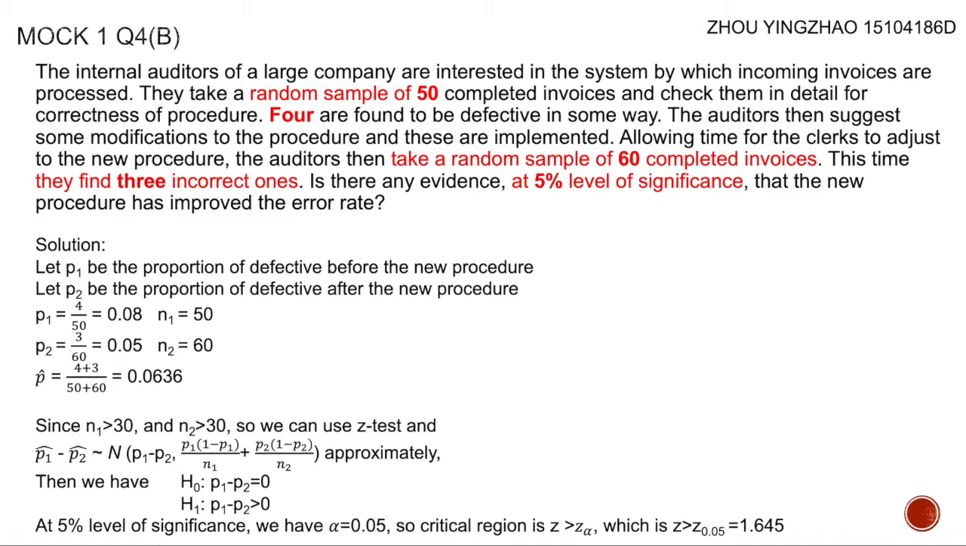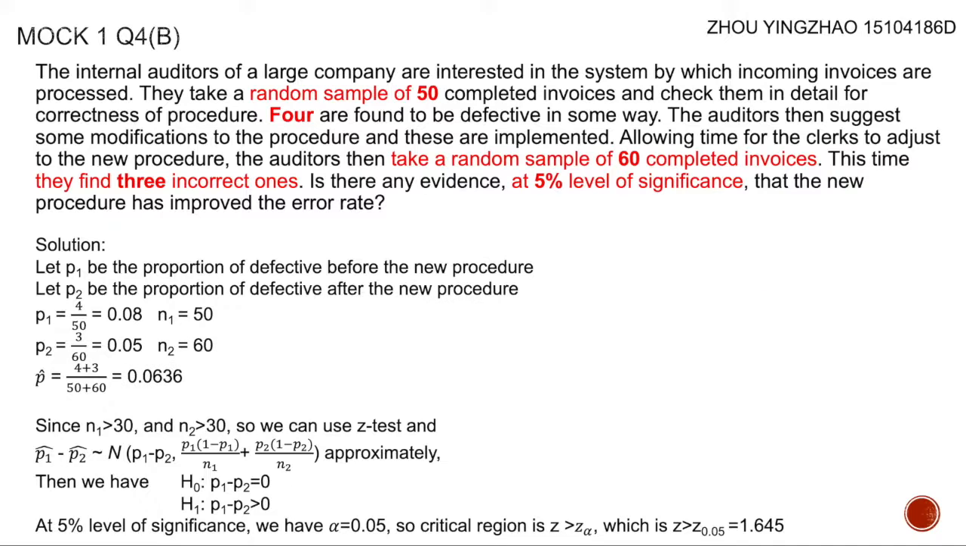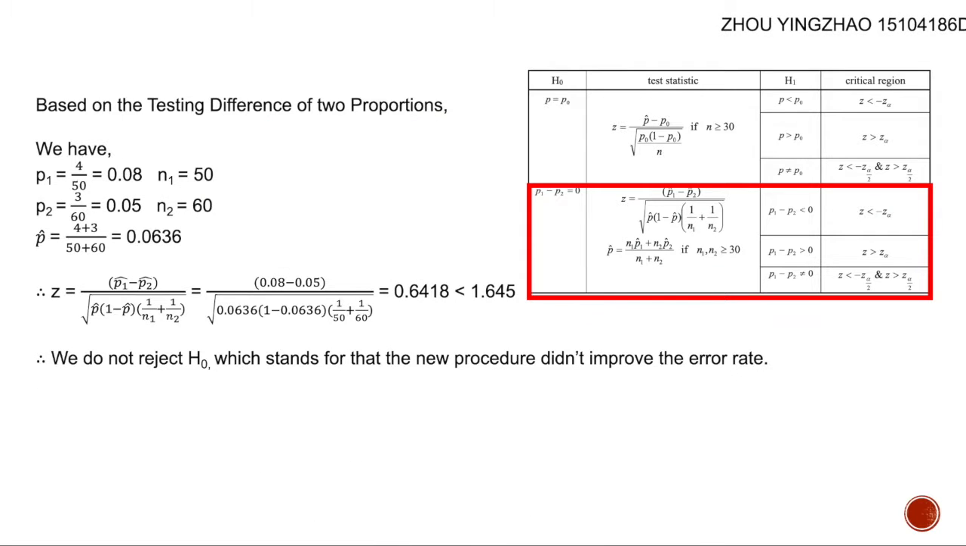and we have the hypothesis. So the null hypothesis is P1 minus P2 equals 0, and H1 is that P1 minus P2 is greater than 0. So at 5% significance, we have alpha equals 0.05. So the critical region is z bigger than 1.645.